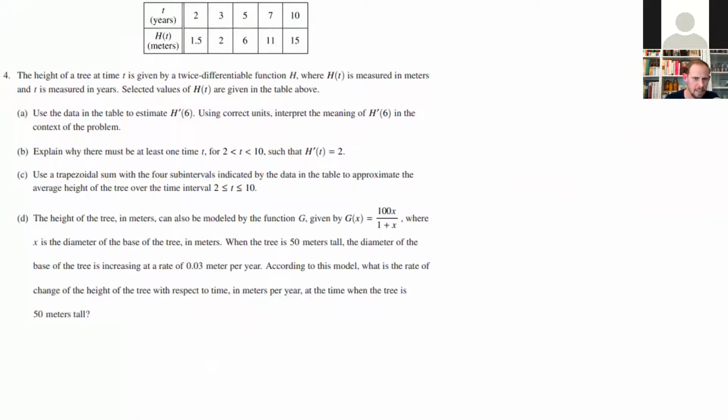All right, now let's take a look at part D. The height of the tree in meters can also be modeled by the function g, given by g of x is that. This is the height in meters, where x is the diameter of the base of the tree in meters. When the tree is 50 meters tall, so that's g, the diameter of the base of the tree is increasing at a rate of that many meters per year. So that is a dx/dt. That's a change in the diameter, and x is the diameter.